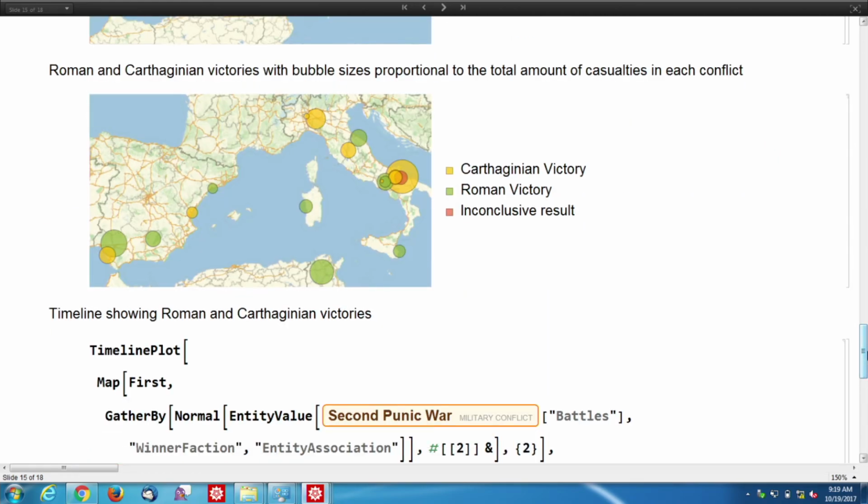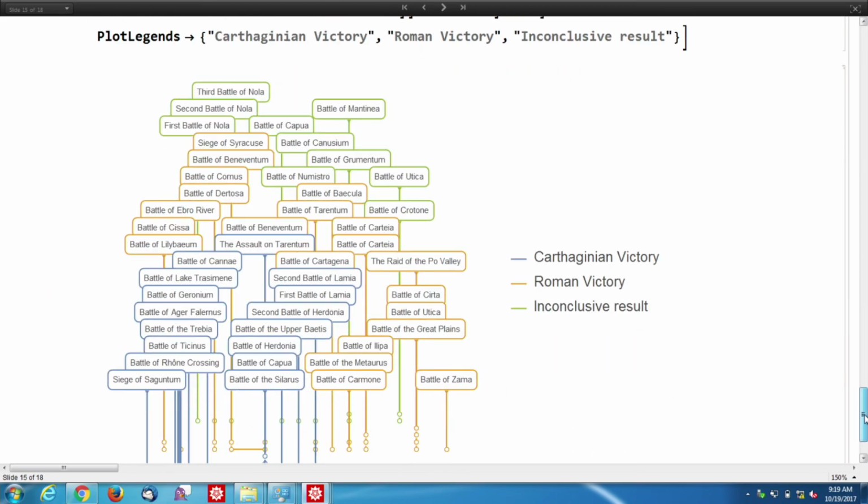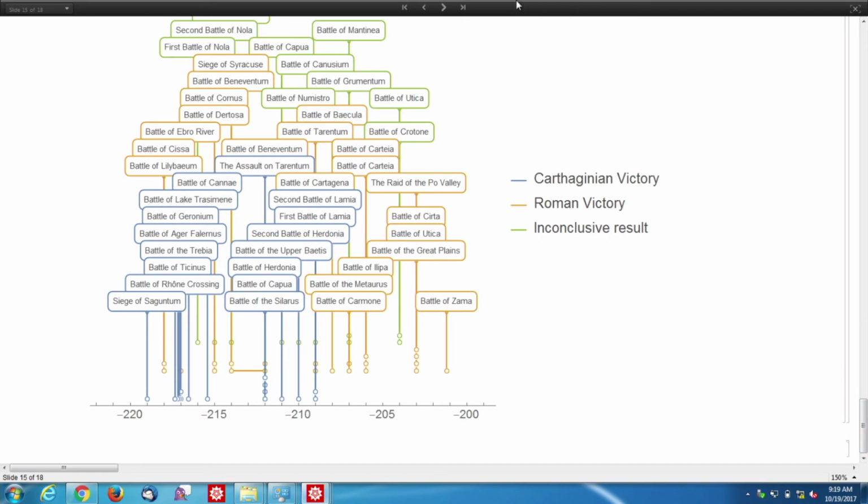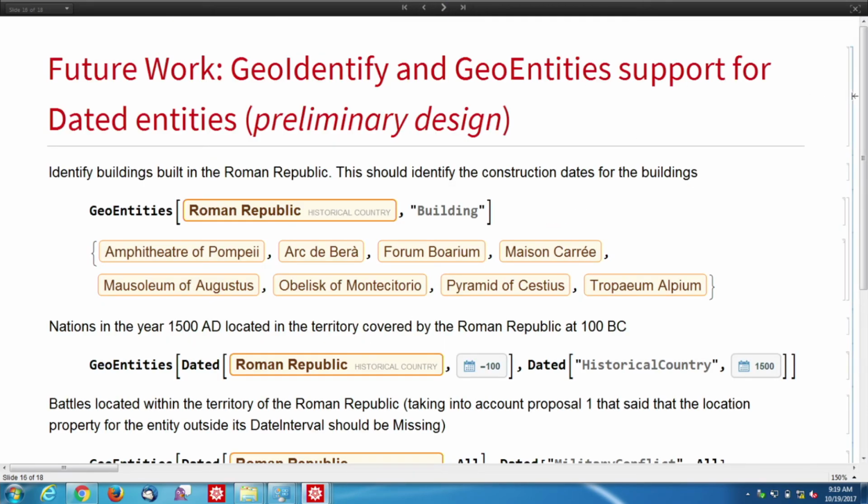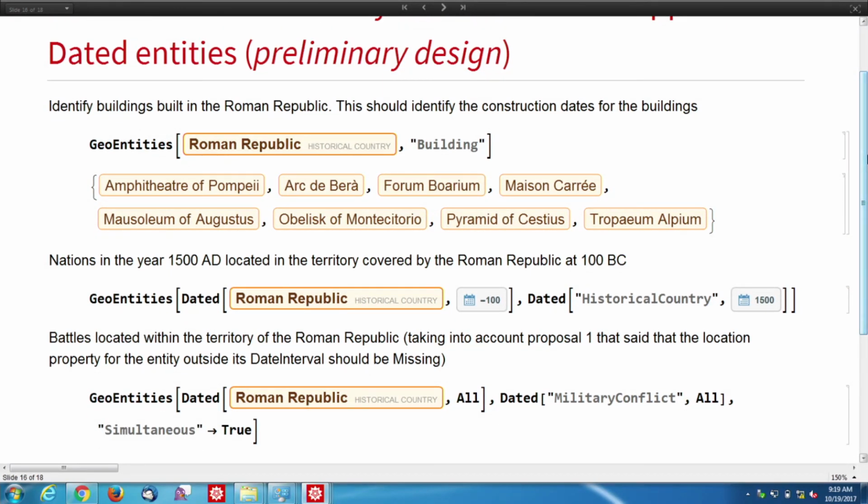You can also use this GeoBubbles chart, for instance. In this case, the bubbles are the size of the total casualties of each battle, and the colors represent the victories of each faction. We can see here how the number of battles isn't as important as how costly they were. A timeline of the victories, and well, we plan to have a better lookup for these historical things.